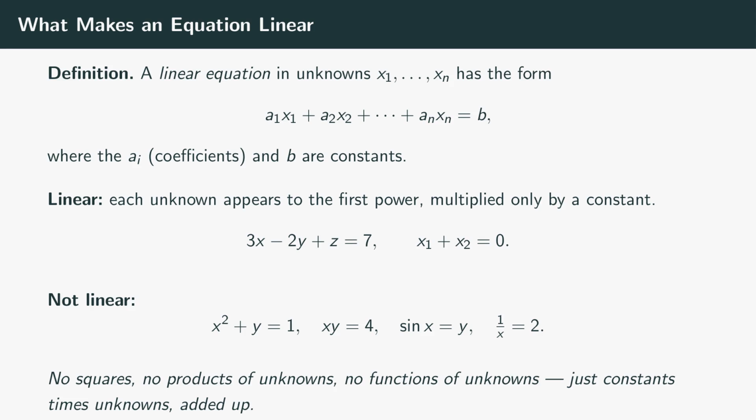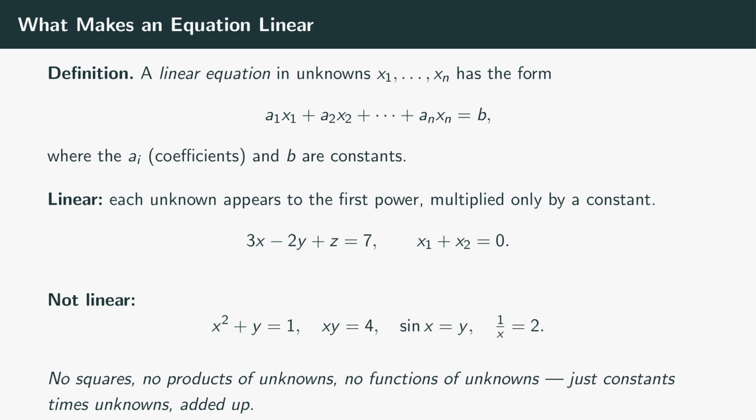First, what does linear actually mean? A linear equation in the unknowns x1 through xn looks like this: a1 times x1 plus a2 times x2 and so on, all set equal to a constant b. The numbers a1, a2, and so forth are the coefficients, and they, along with b, are fixed constants. The defining feature is that every unknown appears to the first power and is multiplied only by a constant. So 3x minus 2y plus z equals 7 is linear, and so is x1 plus x2 equals 0.